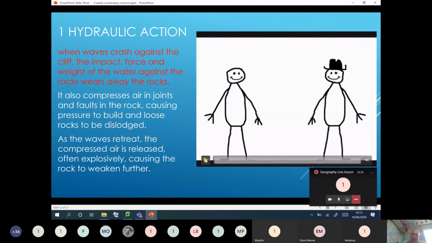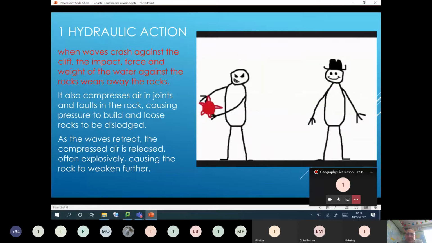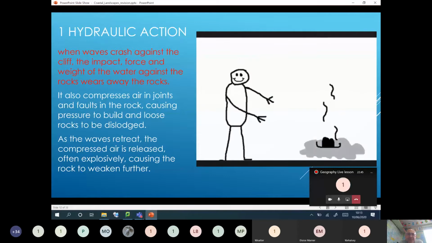Let's watch the video. Hopefully it will play for you all. Hydraulic power. Fantastic. So you need to be putting down your explanation for hydraulic action and a short little diagram.